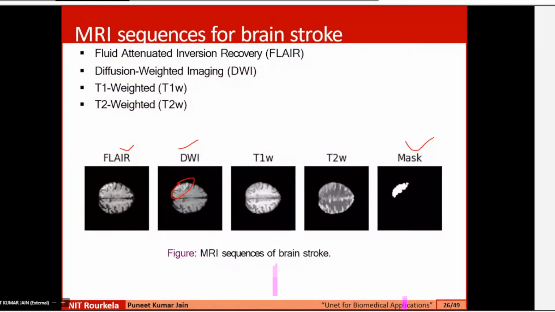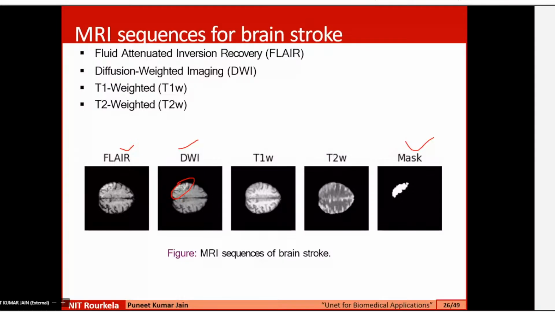So that's how different methods have used these different modalities in different ways. Some of them have only used one of these modalities. Some of them have used multiple modalities to perform the same task.